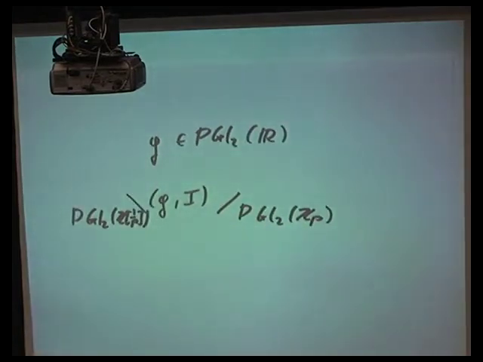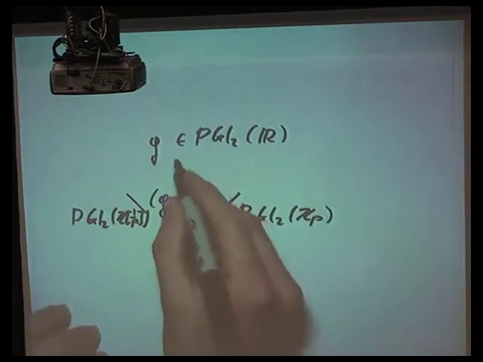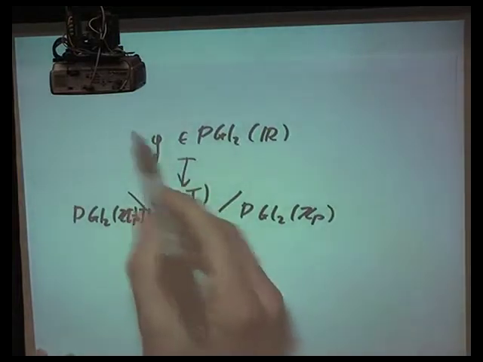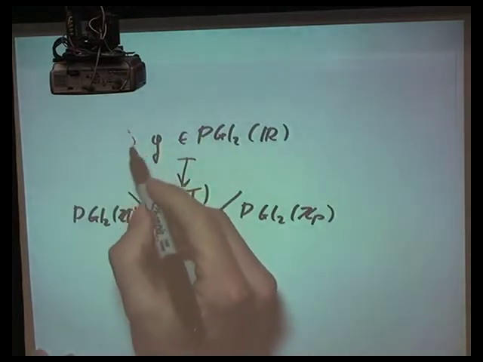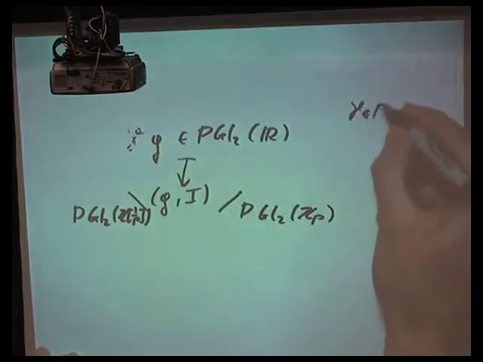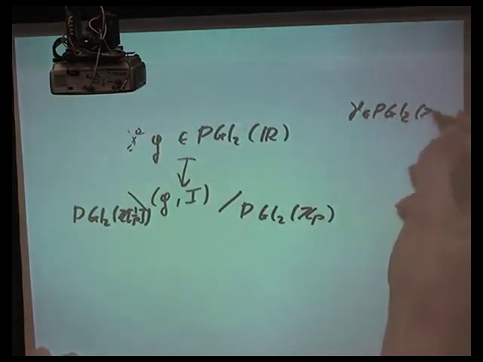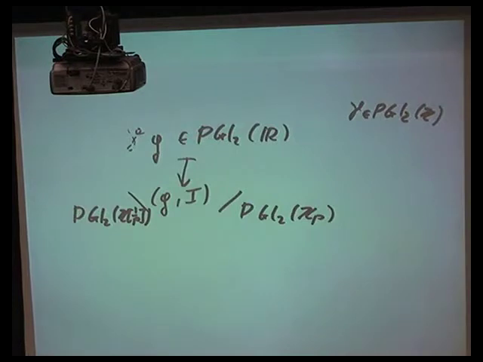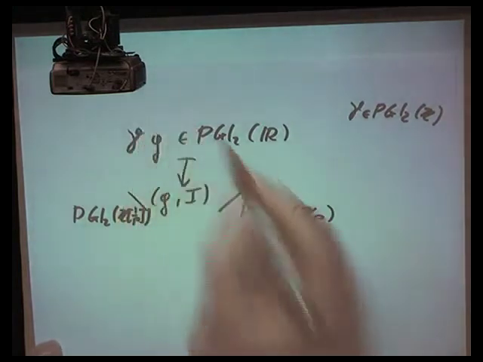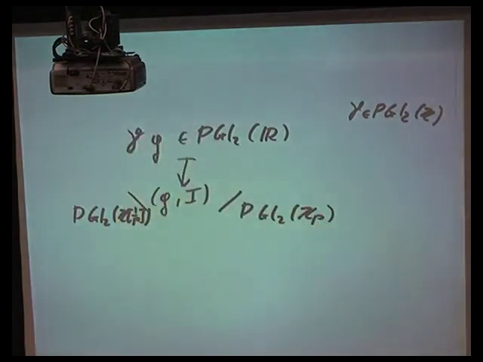And now you would like to know whether this map is injective. And of course the claim is no, it's not injective, precisely because if you modify your g on the left by some element gamma in PGL2(Z), then you will get the same element.